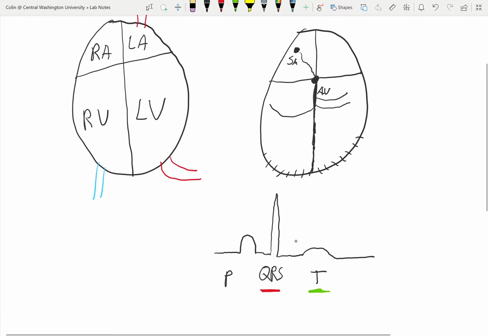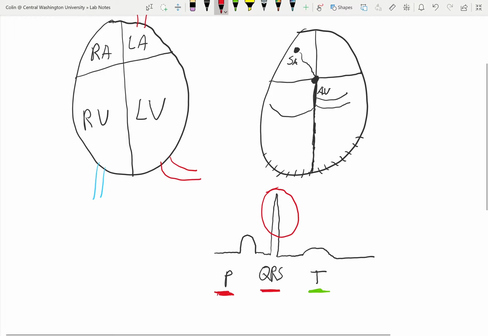So the question would be, if the P wave is the squeezing of the atria, why don't we see another bump for it relaxing? Obviously if it squeezes, it has to relax, right? We don't see it because it's happening during the QRS. When the ventricles squeeze, the atria are relaxing, but the ventricles are so much bigger, we don't see a bump for the atria relaxing.